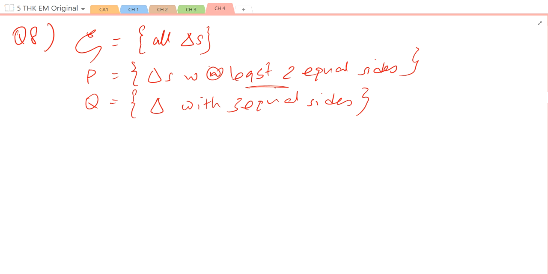So now, without reading the rest of the question, can you tell me a relationship between set Q and set P? Which one is a proper subset of which one?